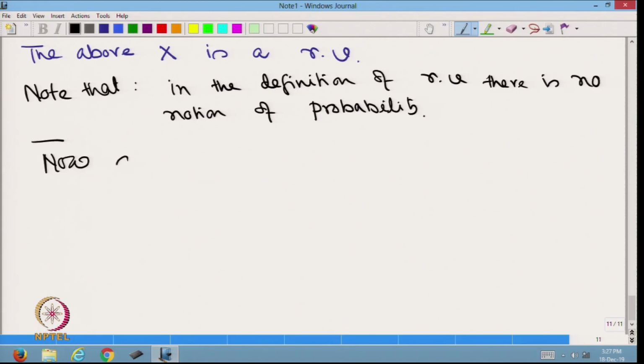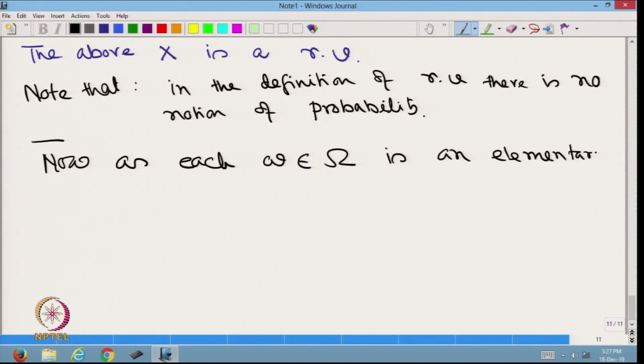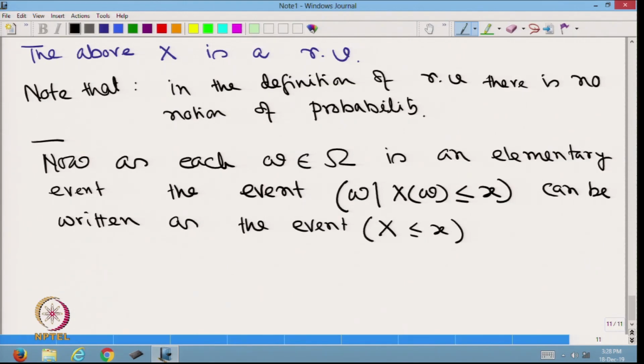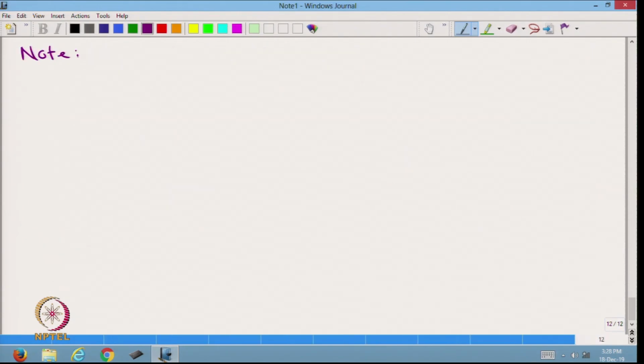Now, as each omega belonging to Omega is an elementary event, the event omega such that x of omega less than equal to x can be written as the event X less than equal to x, where X is the corresponding random variable.